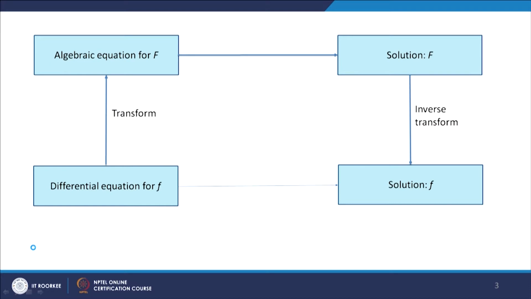We are given this differential equation. If we want to find the solution of the differential equation directly, then most of the times it is very difficult. So, we apply this transform technique. We apply the transform to the differential equation for the function f and obtain an algebraic equation. This algebraic equation is then solved to get the transform of f, and that is then inverted to get the solution of the differential equation, that is the function f. So, this is a simple idea.